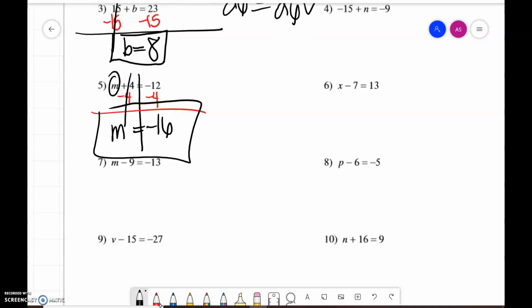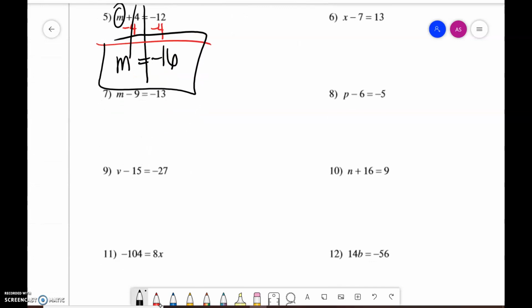All right. My next problem, M minus 9 equals negative 13. So since I have negative 9, I want to add 9 to both sides. Okay. So this cancels out because negative 9 plus 9 is 0. So I have M equals negative 4.